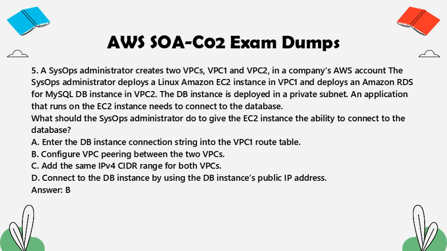A. Enter the DB instance connection string into the VPC1 route table. B. Configure VPC peering between the two VPCs. C. Add the same IPv4 CIDR range for both VPCs. D. Connect to the DB instance by using the DB instance's public IP address. Answer: B.